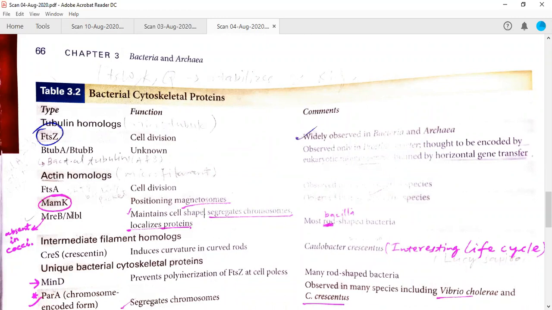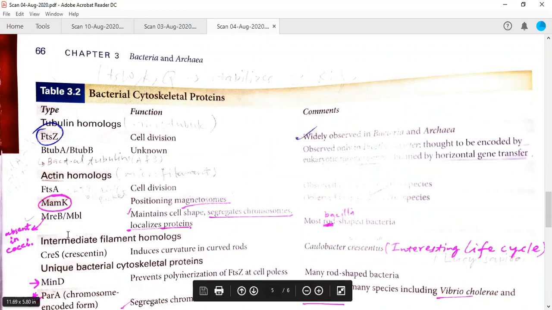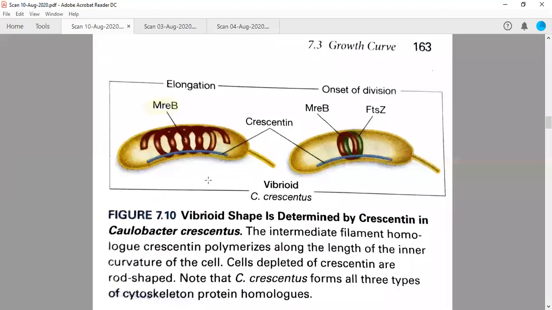Now, another protein, for example, crescentin, which is an intermediate filament homolog found in eukaryotes. So in prokaryotes, it has some role. For example, crescentin is shown here. This blue colored protein shown here is crescentin. So what is the function of crescentin? Crescentin is required when the cell is bending from one side, either from here or from this side. So this is the role of the crescentin protein.